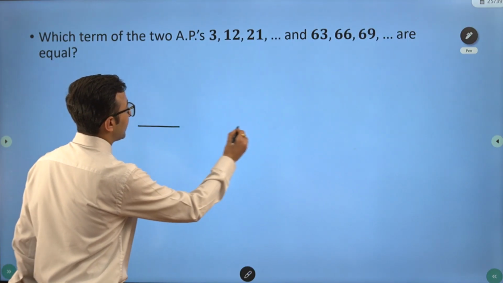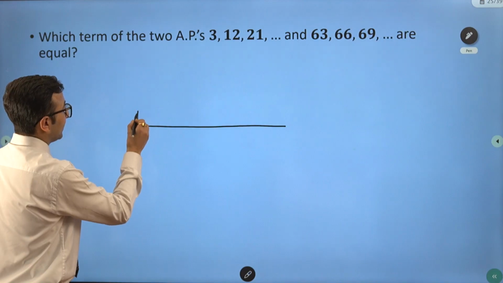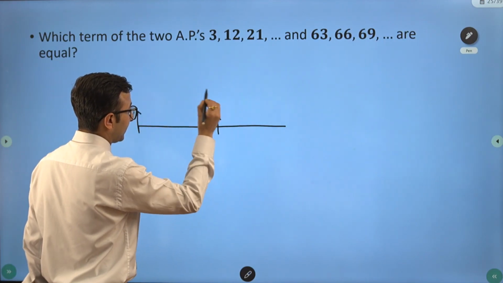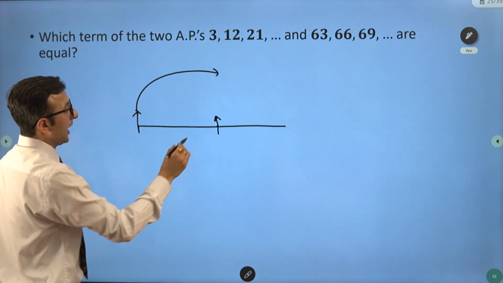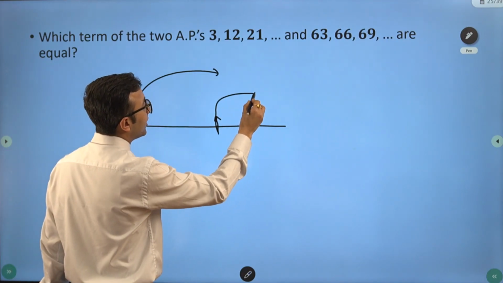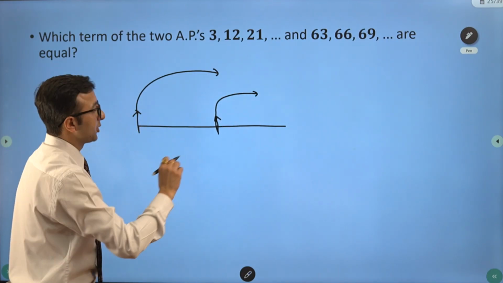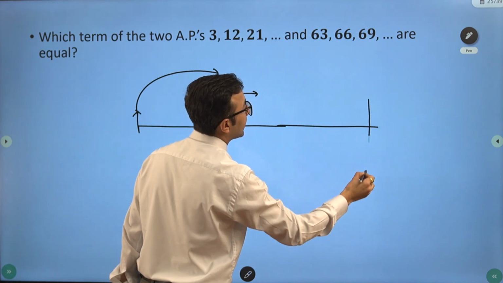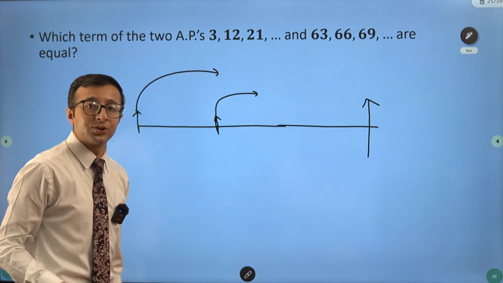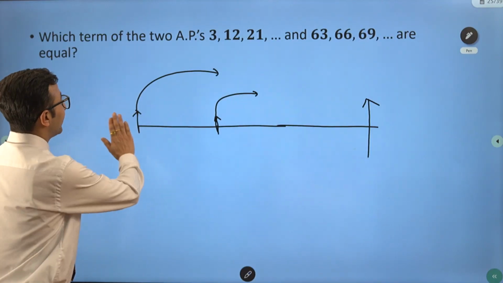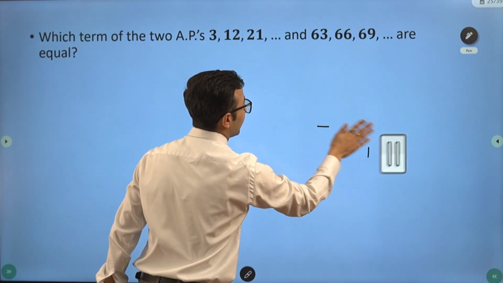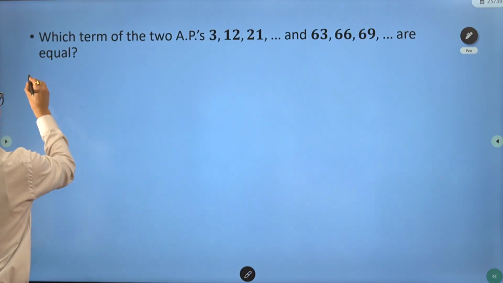Now if you try to understand the problem like this, these are two places. If one vehicle is starting from here with a greater speed and another vehicle is starting from here with lesser speed, there is a possibility that they are meeting somewhere here. So what is that point? That we need to find out with respect to these APs. So there are two APs.